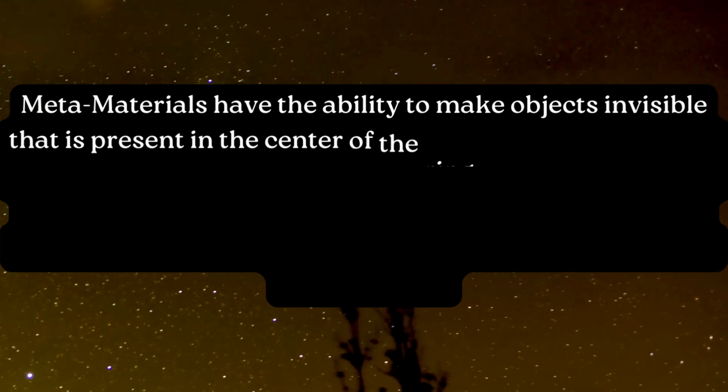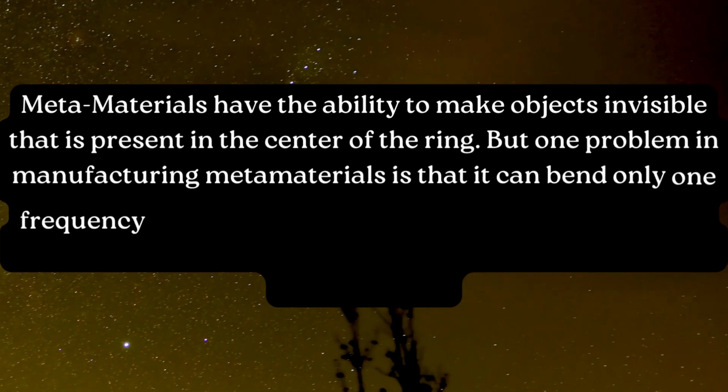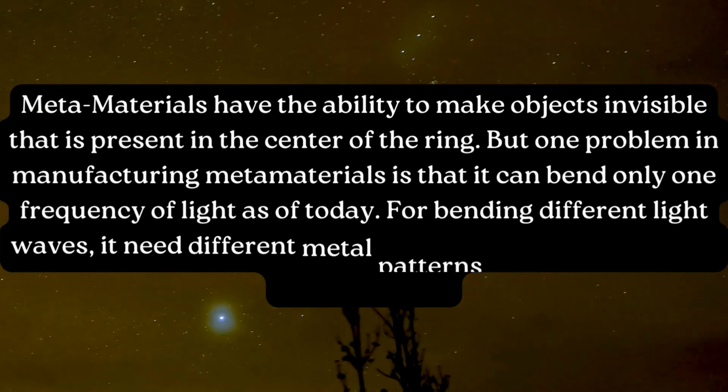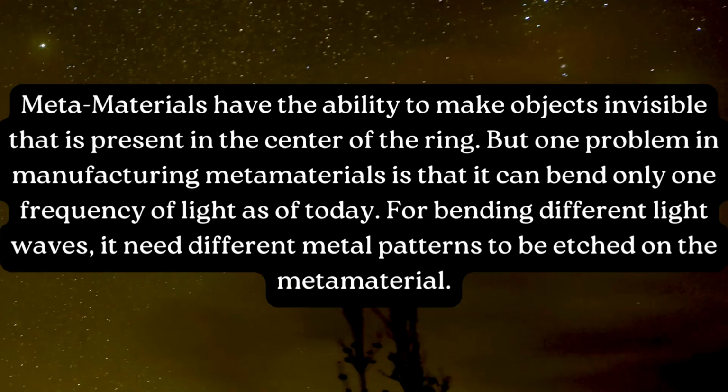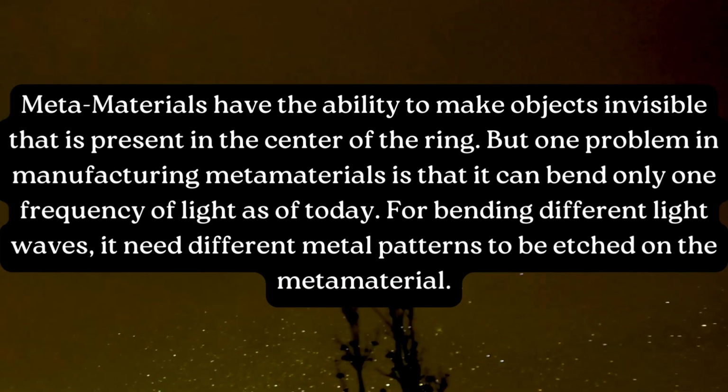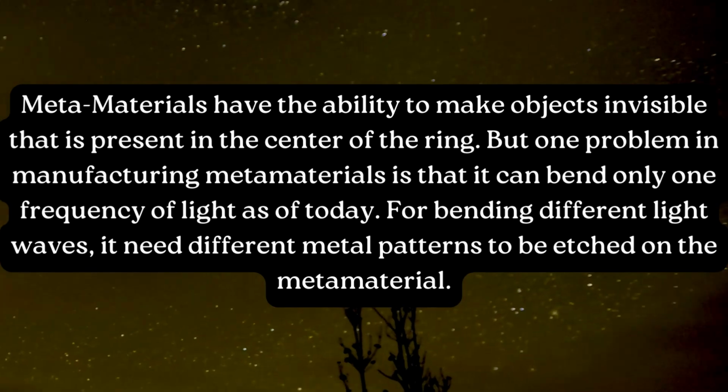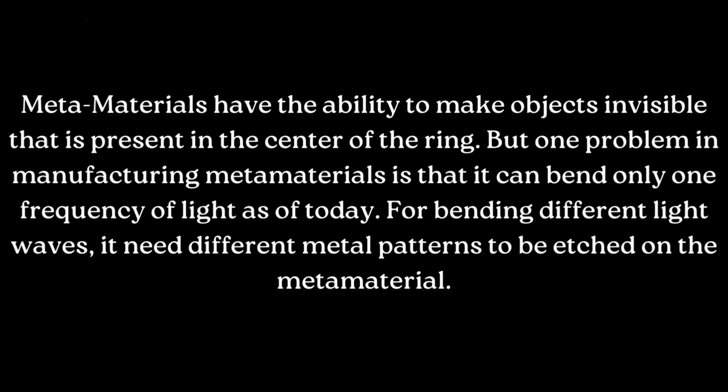Metamaterials have the ability to make objects invisible, that is, objects present in the center of the ring. But one problem in manufacturing metamaterials is that they can bend only one frequency of light as of today. For bending different light waves, different metal patterns need to be etched on the metamaterial.